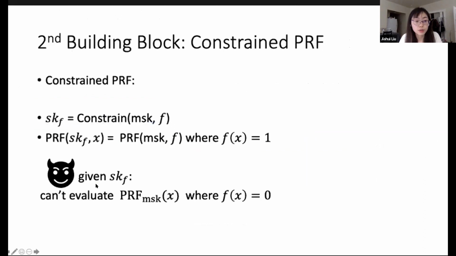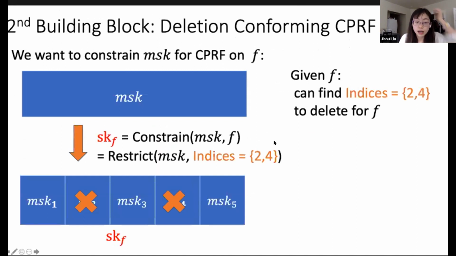And a second building block is a constraint PRF. We know that in constraint PRF, we can constrain the secret key according to a functionality, so that you can only evaluate on the inputs that satisfy this functionality. And here we need an additional property for the constraint PRF.